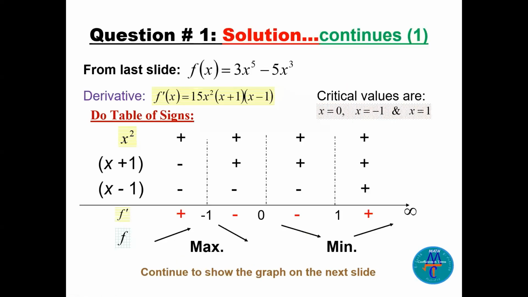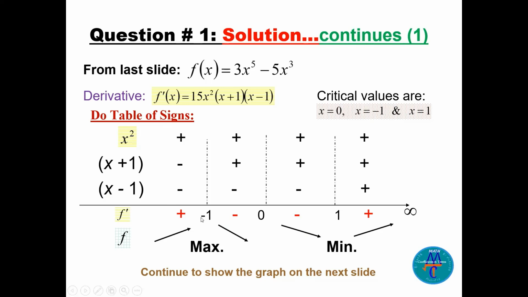Let's do, on the next slide, a table of signs to study f prime, to see where the function f is increasing and decreasing. We have seen f' is 15x^2 (x + 1)(x - 1). So I put on the table the critical values -1, 0, and 1. Then I put x^2, which is all positive, then x + 1 and x - 1. I pick a number here as usual, as we have seen in the algebra course. Choose any number, like -5. It will be plus, minus, minus.